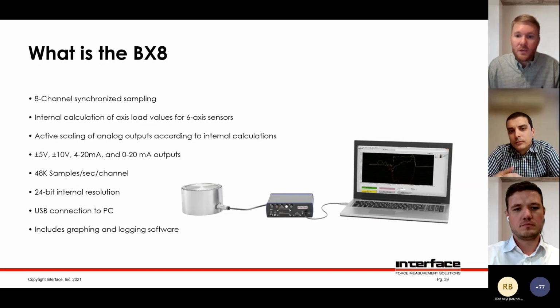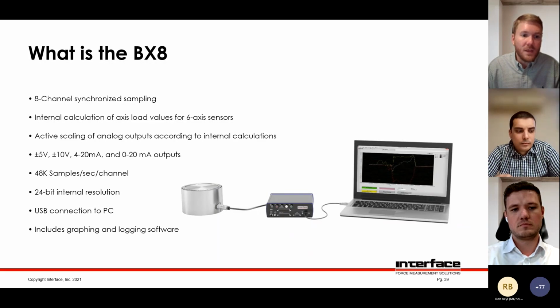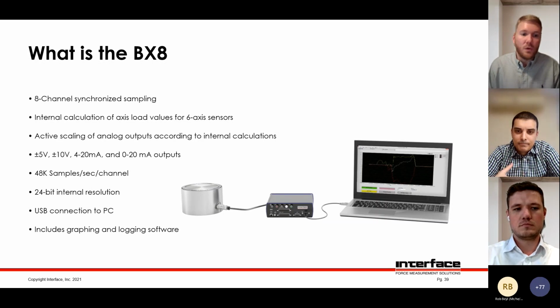It will do the internal calculations that run across the coefficient matrix, active scaling of analog outputs according to internal calculations, multiple outputs if you're going to another data acquisition. This is an important one, 48,000 samples per second per channel. So each one of these channels is sampling at a very high rate and all at the same time. Very easy integration to a PC using USB, and then of course we're going to give you all the graphing, logging software, and the ability to analyze the data.